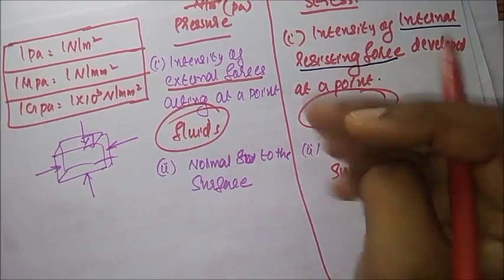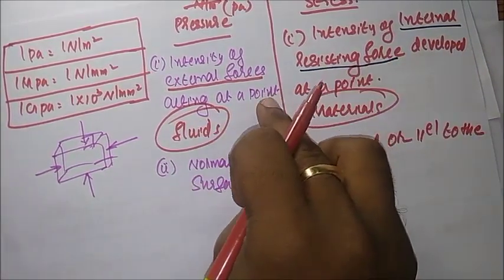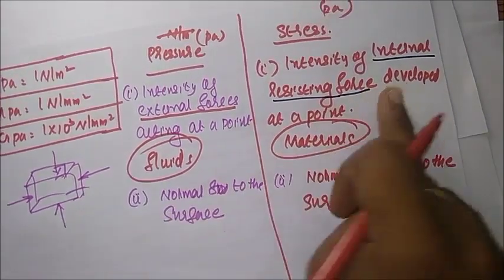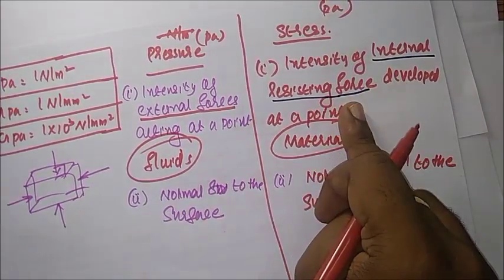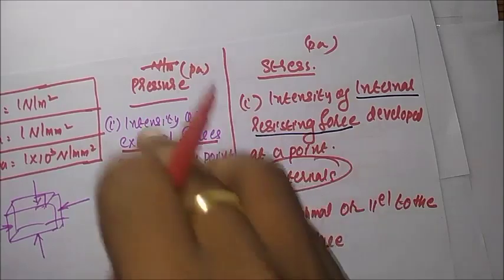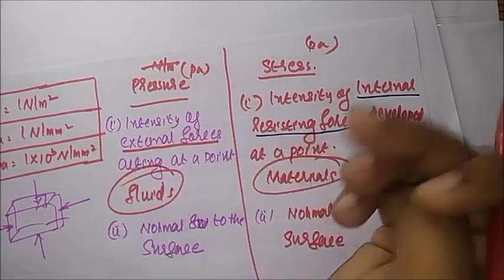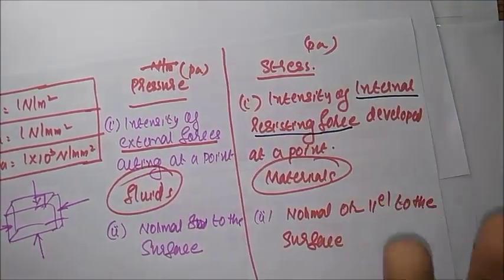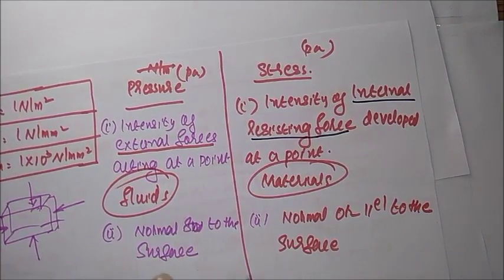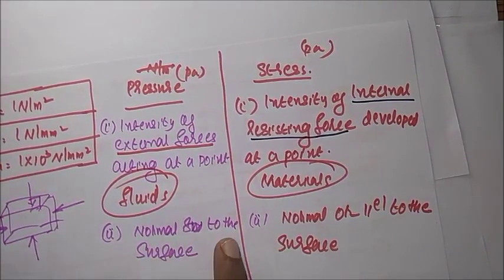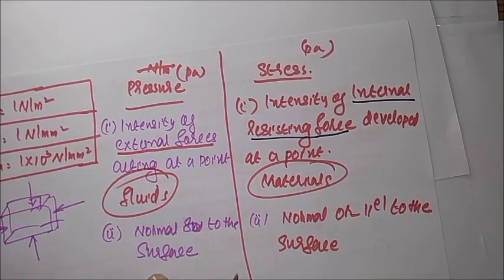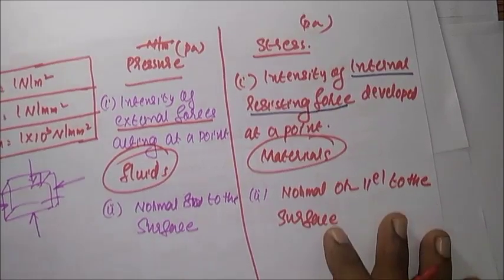What is pressure? Intensity of external force acting at a point is known as pressure. Intensity of internal resisting force developed at a point is known as stress. Pressure occurs generally in the case of fluids. Stress occurs generally in the case of materials, that is metals. Pressure is acting always normal to the surface, but stress is acting either normal or parallel to the surface.